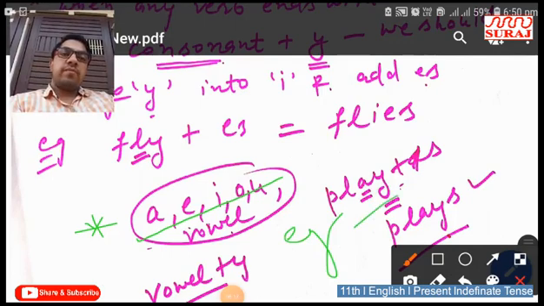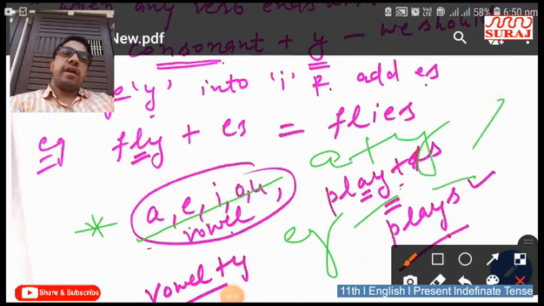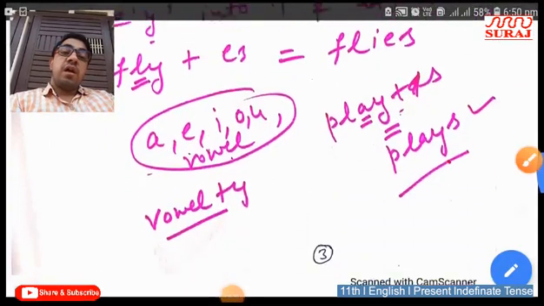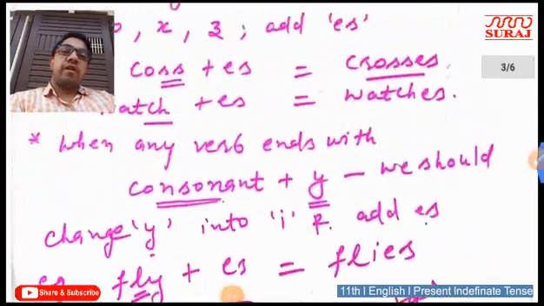An example is play. You can easily identify that a is a vowel and after that comes y. You should not change y into i. You should only add s. The spelling will be plays. Okay.